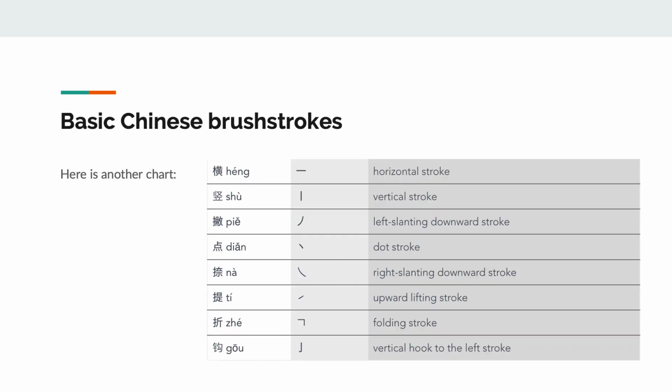Here is another chart that you may find useful. Next to the name is the picture of the stroke. 横, 竖, 撇, 点, 捺, 提, 折, 钩.